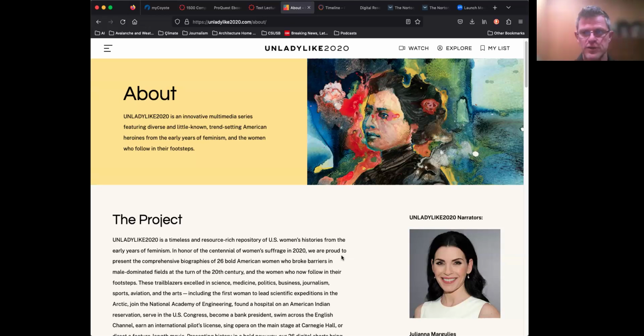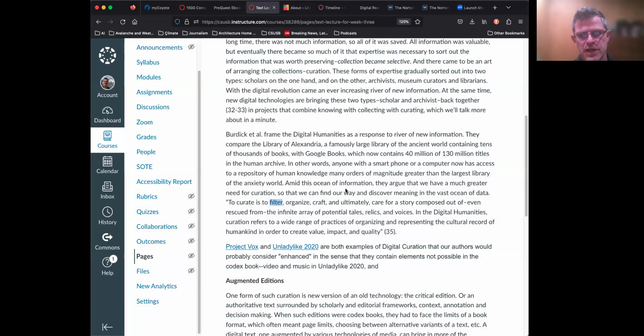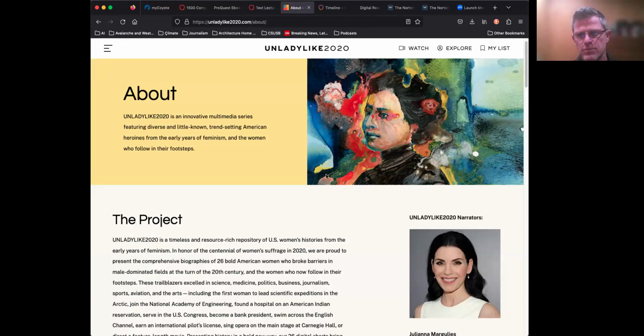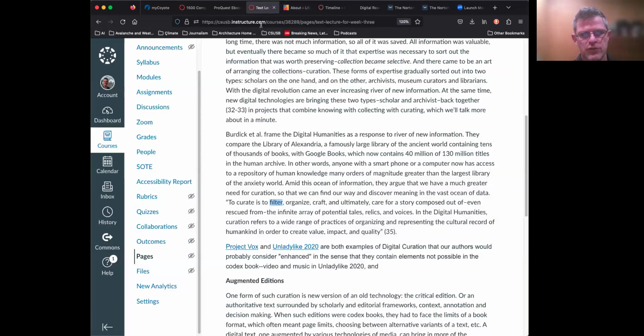And the format of what you're looking at here is enhanced in comparison with that. I think it's quite interesting. It's a very interesting project. And just to pause on the idea of curation, right? To filter, organize, craft, and care for a story composed out of the infinite array of potential tales and voices.